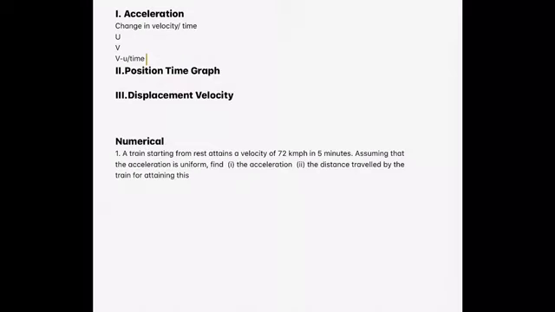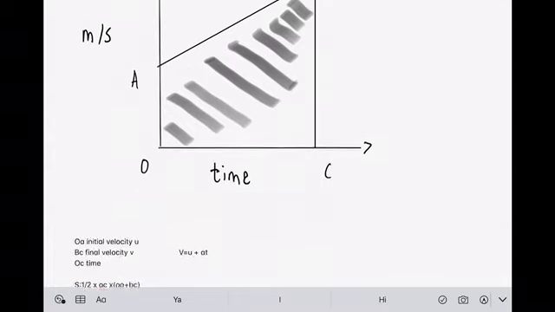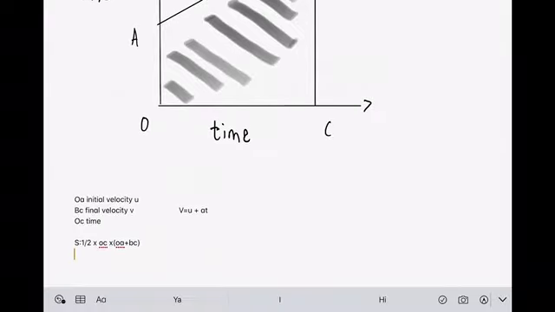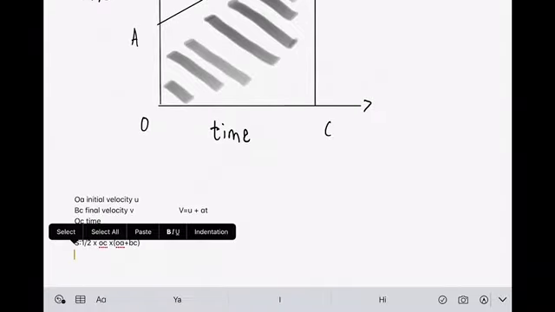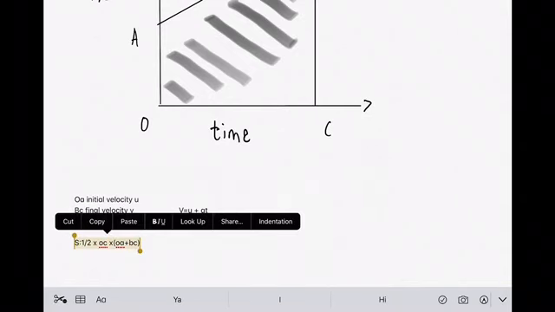Next, we have the position time graph. Let me draw this for you. This is known as a position time graph. In this we have OA, AB, OC and CB or BC. Now, OA in this graph is the initial velocity, BC is the final velocity, and OC is known as time. This here is the formula to find the displacement.